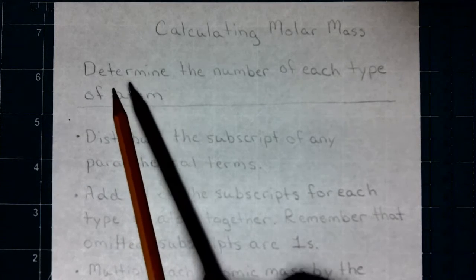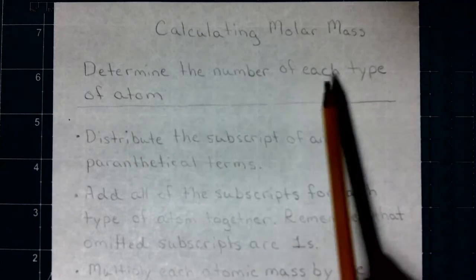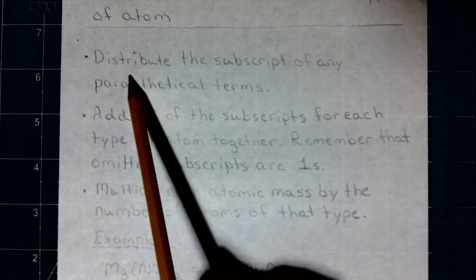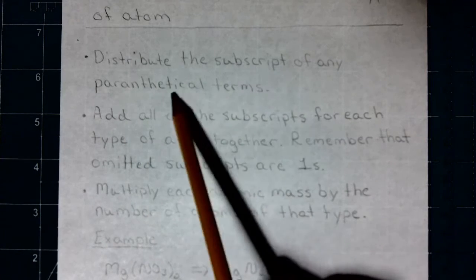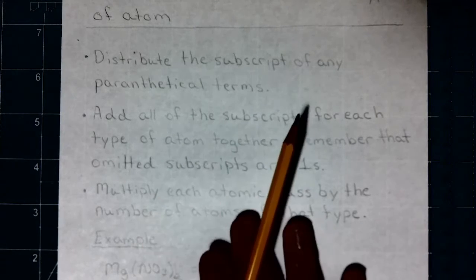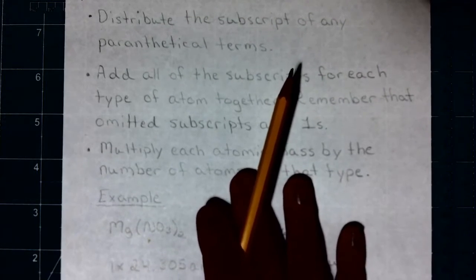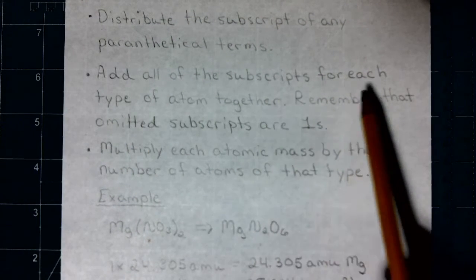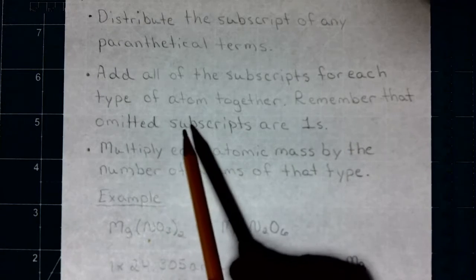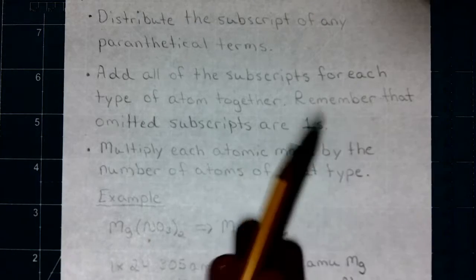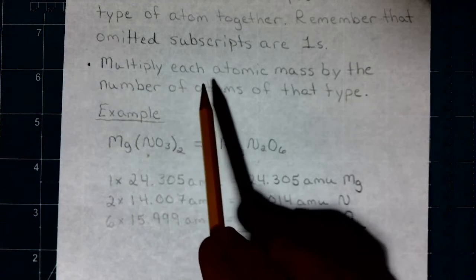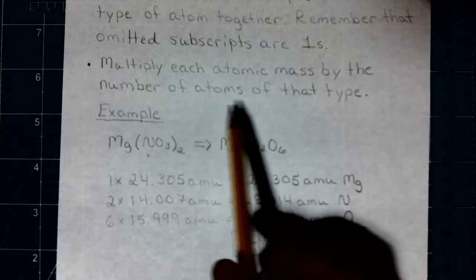But I want to do a little review for us. First we're going to start by determining the number of each type of atom. We're going to distribute any subscripts of parenthetical terms. So anytime we have parentheses, we have to do some math around that. We're going to add all of the subscripts for each type of atom together. And then we're going to remember that any omitted subscripts are 1s. Then we're going to multiply each atomic mass by the number of atoms of that type.